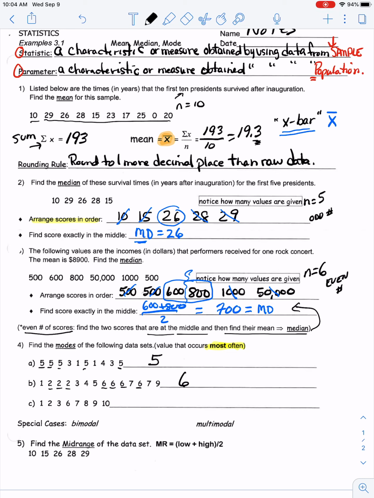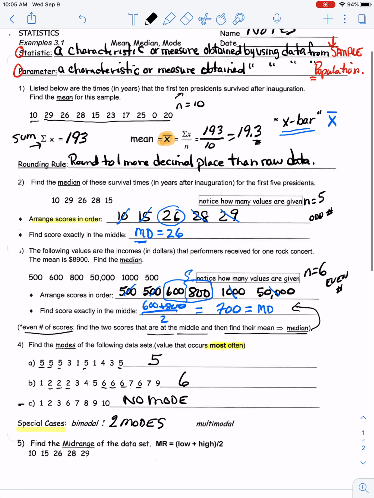And your last example here, C, all numbers are different, so we would just say there's no mode there. A couple of special cases occur sometimes. One for mode is called bimodal. That just means there are 2 modes, kind of like a bicycle has 2 wheels. Bimodal means you have 2 modes. Multimodal, multi indicates that there are more than 2 modes. So more than 2: 3, 4, 5, whatever the case happens to be.